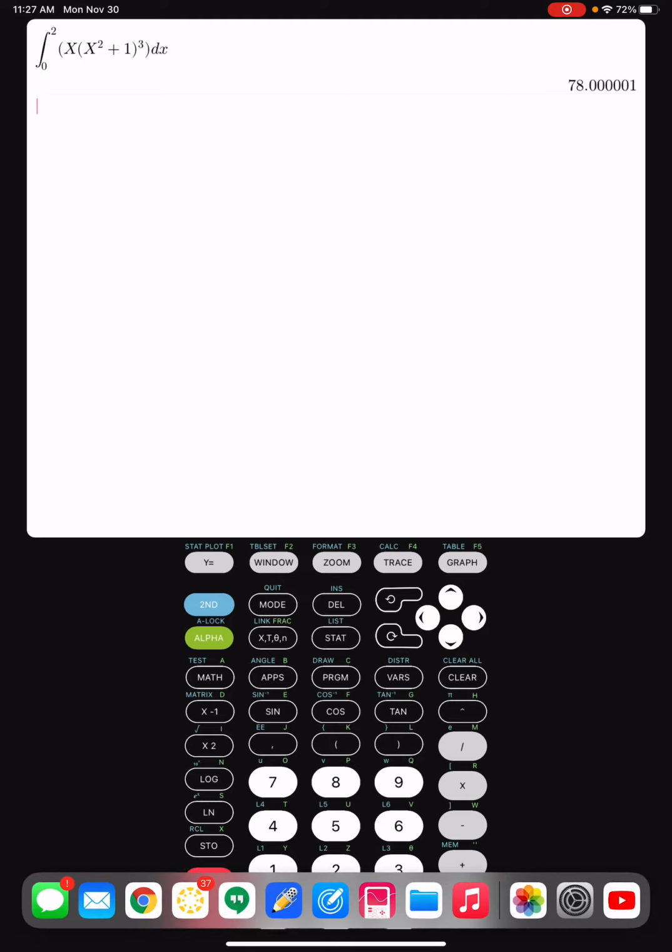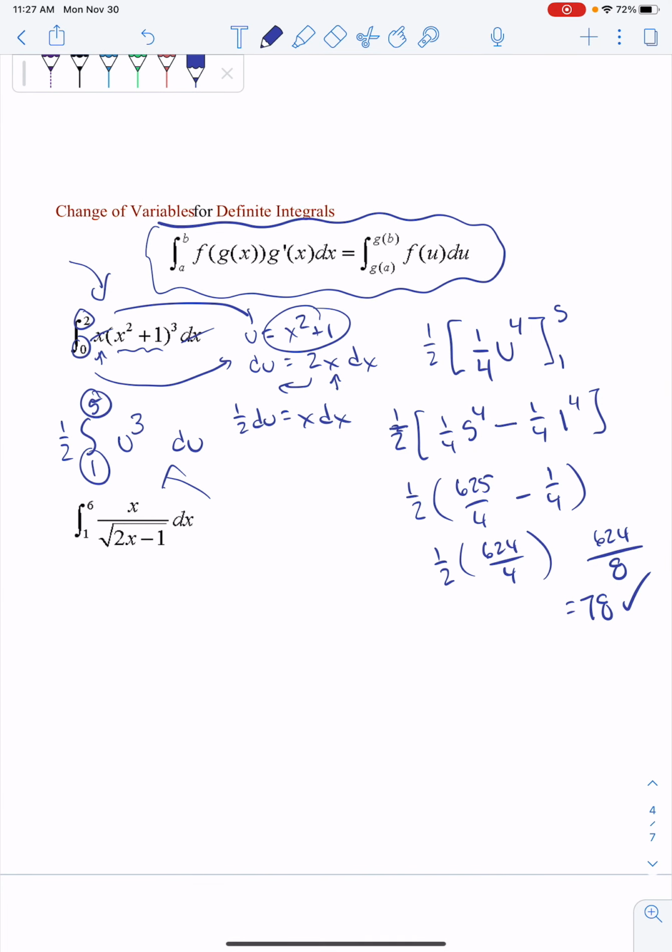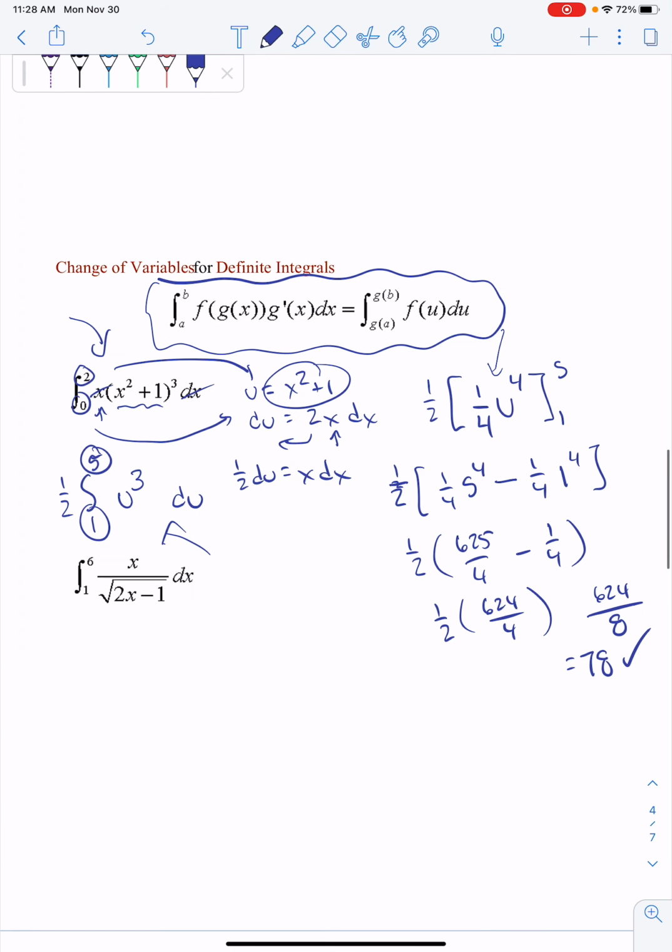So not too bad, right? Again, you could have left this going from 0 to 2, and when you got down here to before you plugged stuff in right here, you would have to plug in that x squared plus 1 for the u, which is a mess. Don't do that. Just change your bounds, and it makes the problem a lot more reasonable to work with.